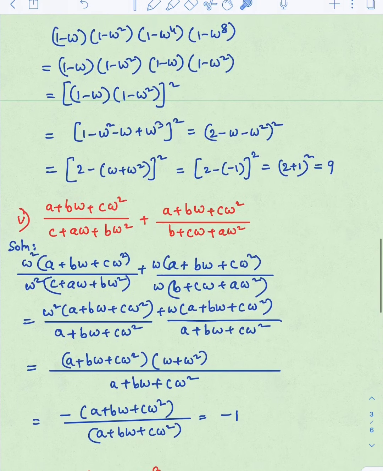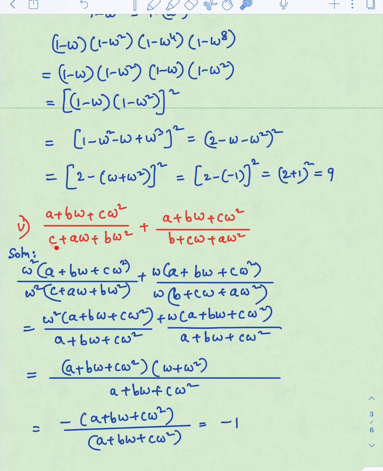Next, the fifth one. In the fifth problem, what should we do? Same, these fractions were taken here, but we have to do one thing, that is divide and multiply by omega square for the first one, and for the second one omega. Here omega square, here omega. If you cancel, you get the same, but we do not want to cancel, we have to do something, no? For that reason, omega square here in numerator and denominator, here omega. Okay, now multiply by omega square. See what happened?